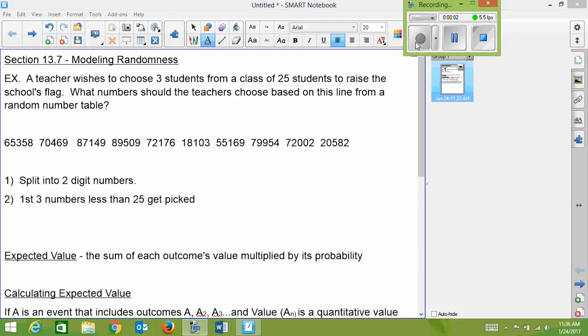Hello and welcome to section 13.7, which is on modeling randomness. So my example: a teacher wishes to choose 3 students from a class of 25 students to raise the school's flag. What numbers should the teacher choose based on this line from a random number table?